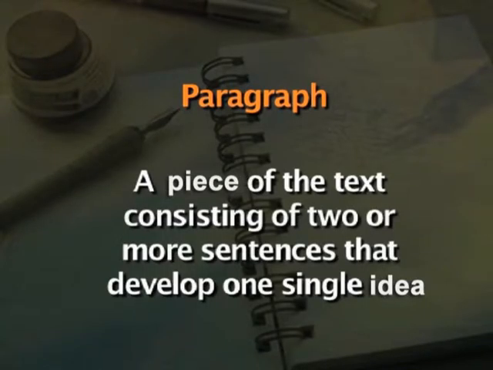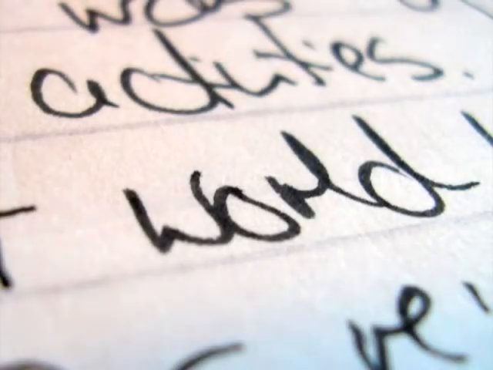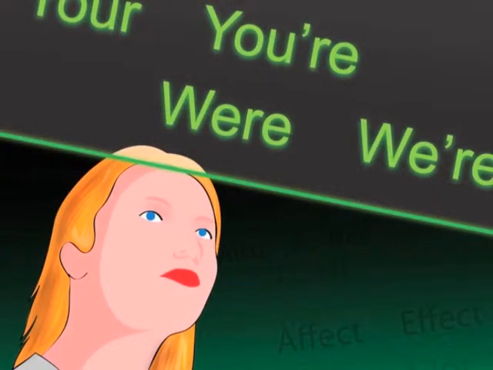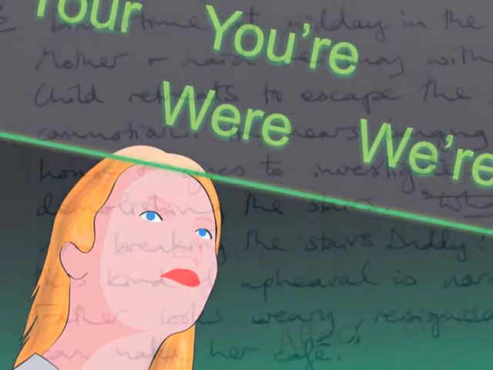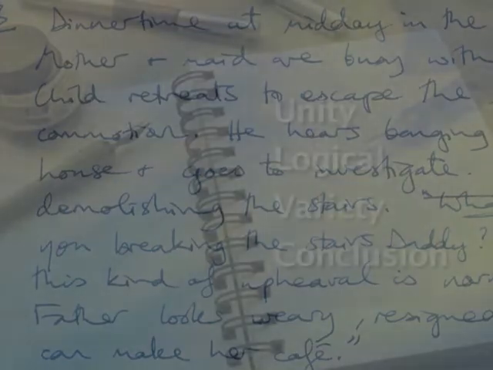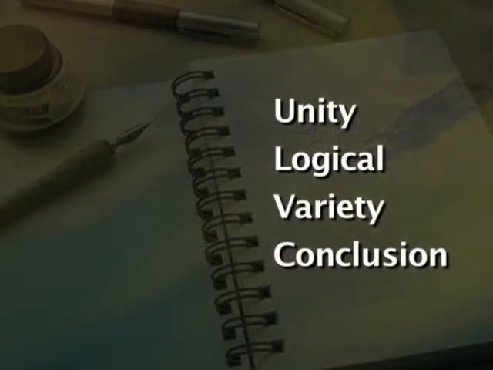A paragraph is a piece of the text consisting of two or more sentences that develop one single idea. Every paragraph has a main idea, which sometimes comes at the beginning of the paragraph and sometimes in the end. It shows that there is no hard and fast rule that says that the main idea should come at the beginning of the paragraph or at the end. Facts and details are given one after the other, leading to a summing up in the last sentence. A paragraph should have unity, a logical progression of thought, variety and a conclusion.